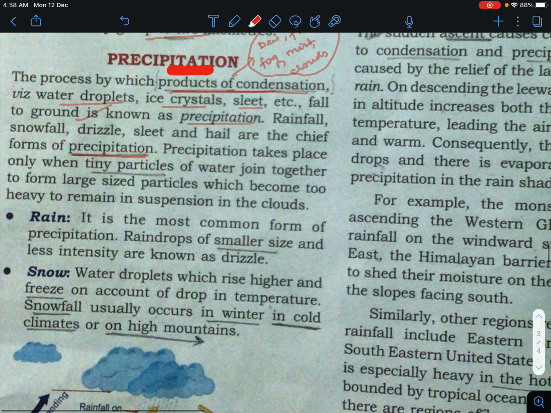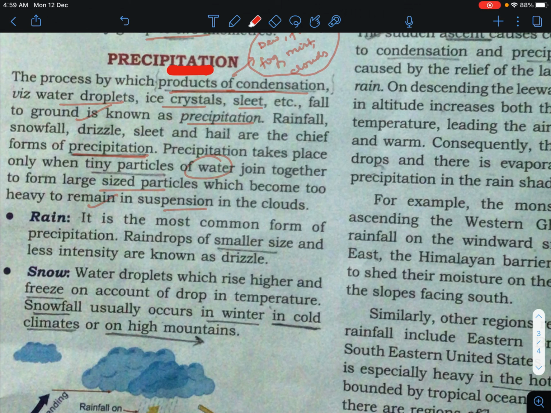Precipitation takes place only when the tiny particles of water join together to form large particles, which become too heavy to remain suspended in the clouds. Here we are talking about water vapor: the tiny particles of water form together into large particles, and when they become too heavy to remain suspended in the cloud, they fall. Now we will study the different forms of precipitation one by one.